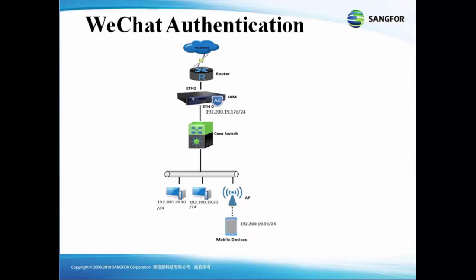Later, we will configure the WeChat authentication according to this topology, where the mobile devices will be authenticated by the IAM, with the mobile IP of 192.200.19.99 and the IAM IP of 192.200.19.176/24. The mobile devices will be using WeChat authentication in order to access the internet.